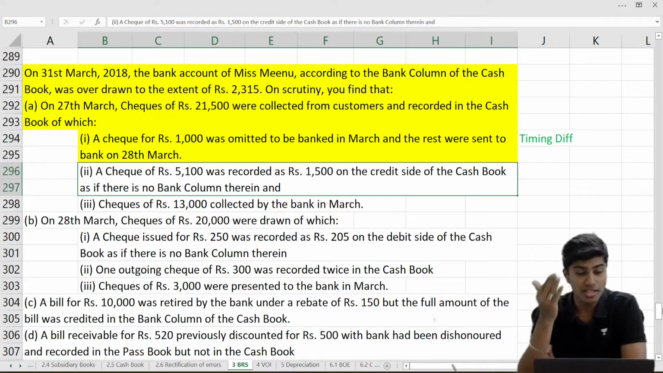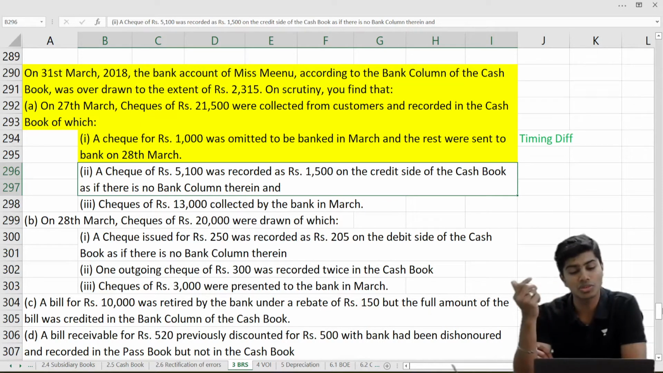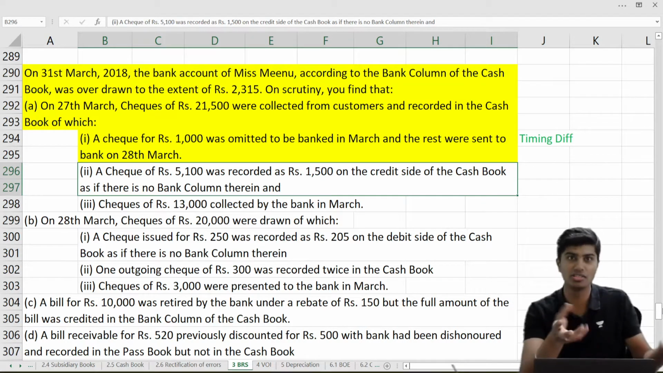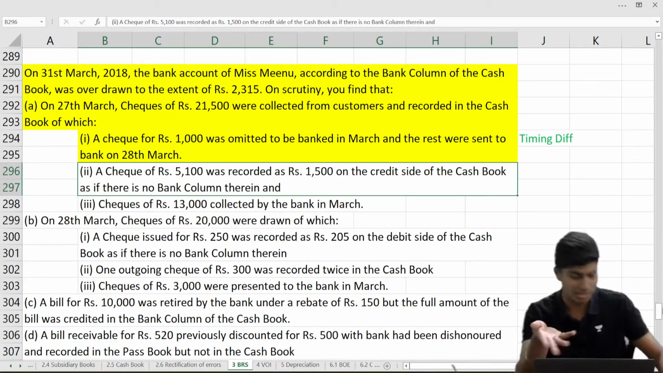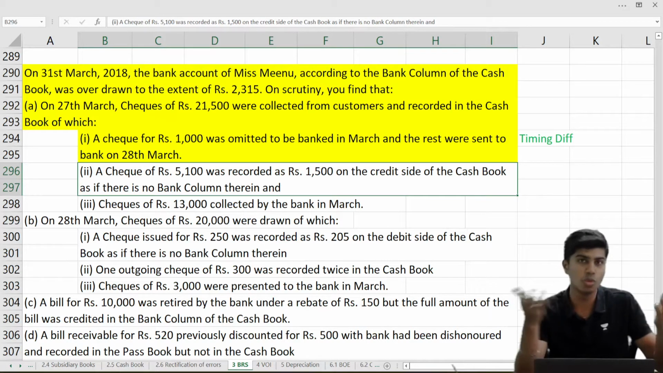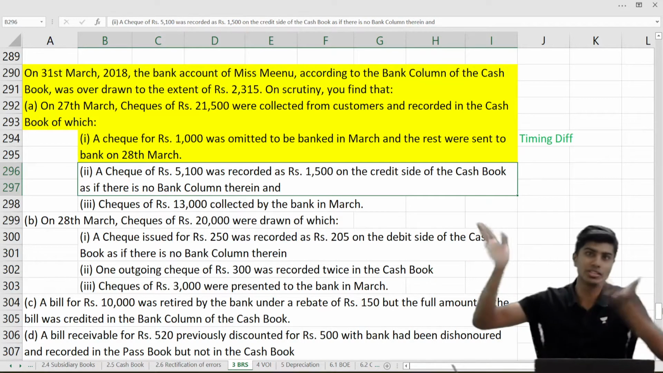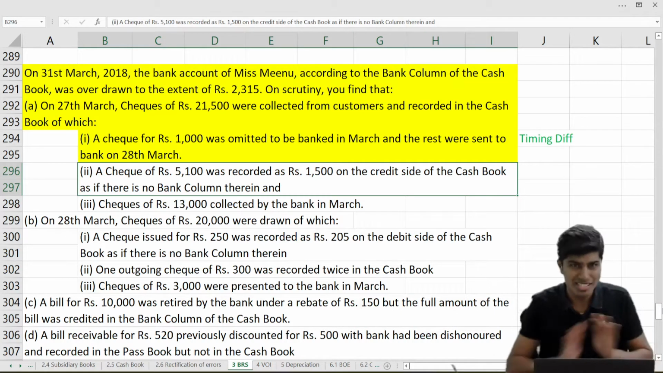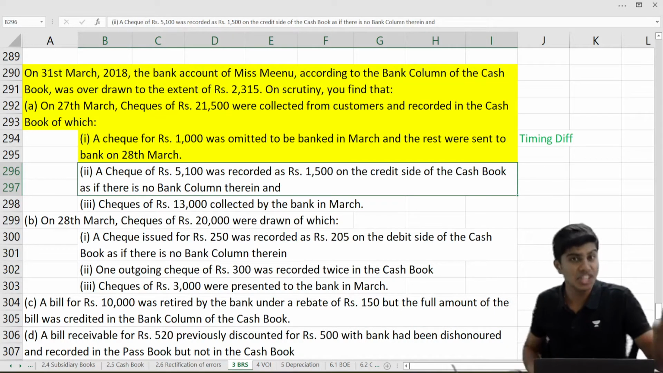The check is received and deposited. It should be debited. Firstly, they didn't write debit. By mistake, they wrote credit. Nextly, the correct amount is 5100. They wrongly wrote 1500. And the cash book, as if there is no bank column there. This is the trick wording. You might think that this hi-fi English would mean something. It literally doesn't mean anything. They're saying that as if there is no bank column on that side, they wrote it on the other side. Whatever. So, in simple language, it is a check received.